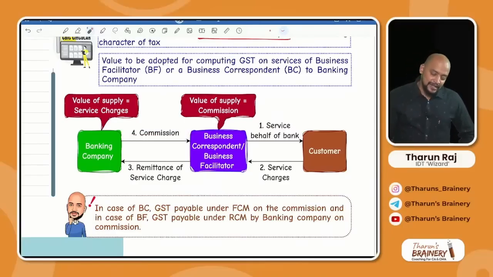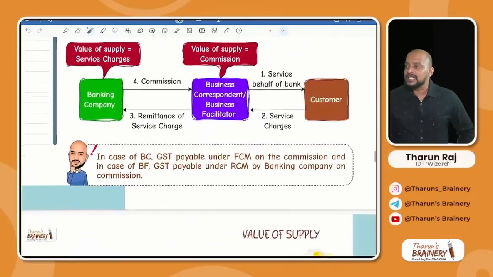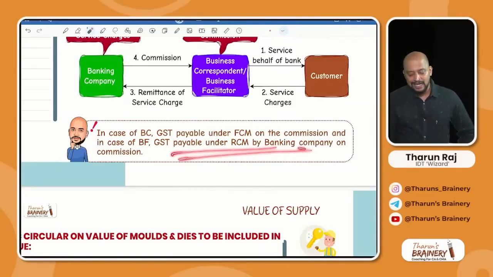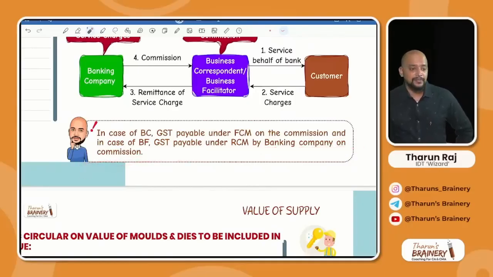Now, in this case, what should be taken as value of supply? The service charges should be included in whose value of supply? Banking company's value of supply. Then what should be included in the value of supply of the business facilitator or correspondent? Commission. On that commission also, who will pay GST? If it is a business correspondent, FCM. If it is a business facilitator, it will be RCM. See there, in case of a business correspondent, GST is payable under FCM on the commission, and in case of a business facilitator, GST is payable under RCM by the banking company on the commission.